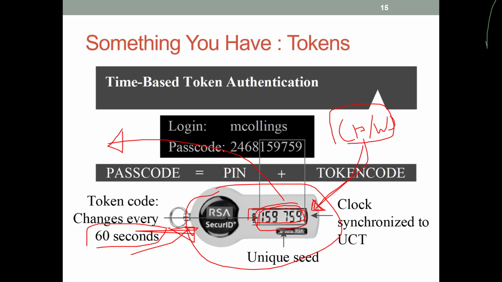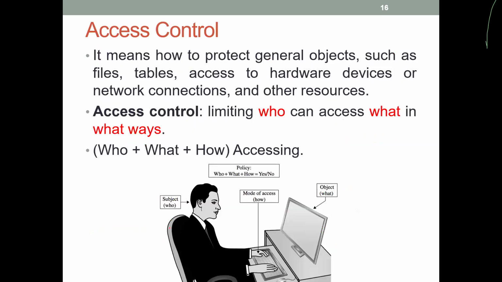So these are what we can call something the user has, right? Up to now we have discussed authentication. In these slides, I already told you we are explaining authentication, access control, and cryptography. These are the three different concepts I'm planning to explain. So now we have some idea about authentication: who you are.